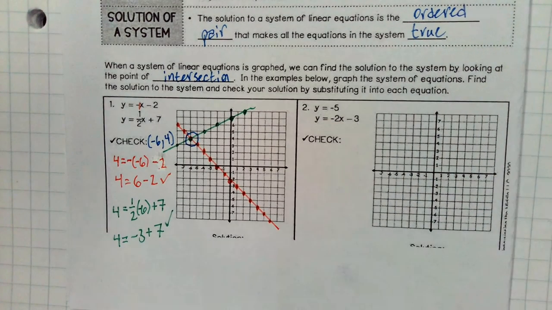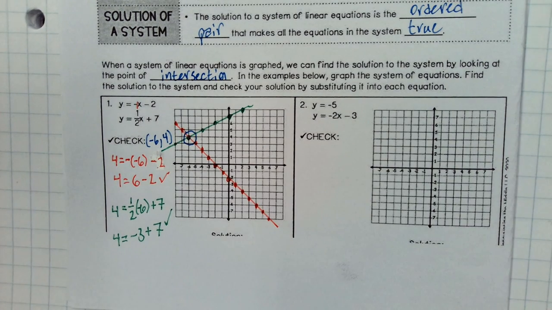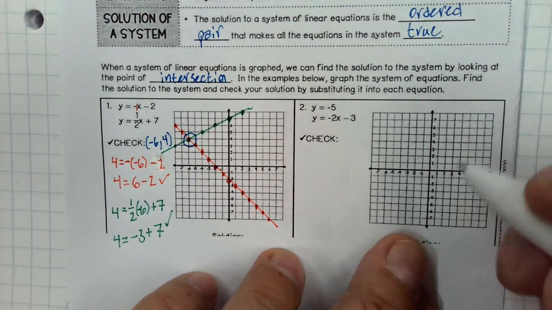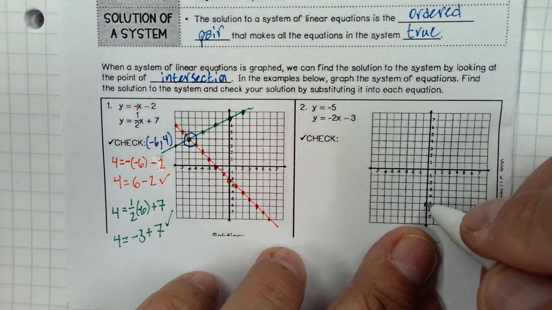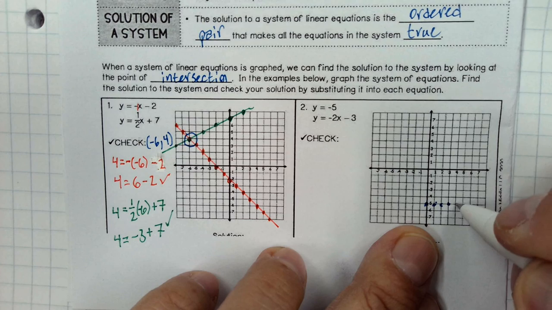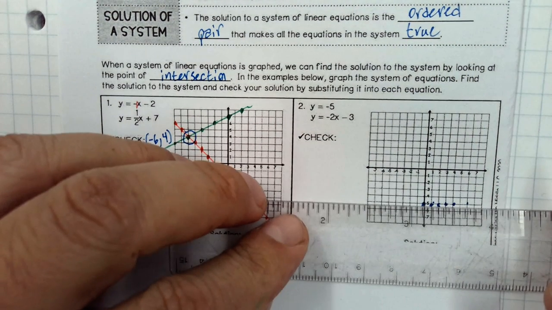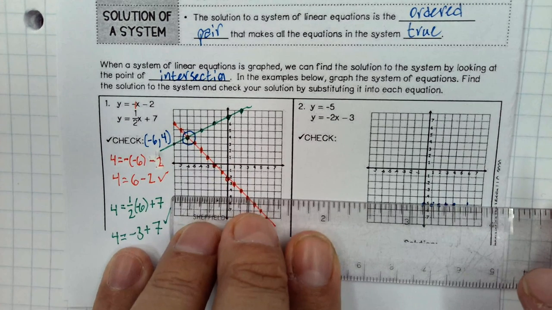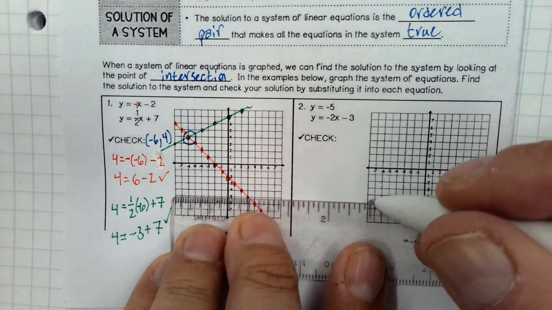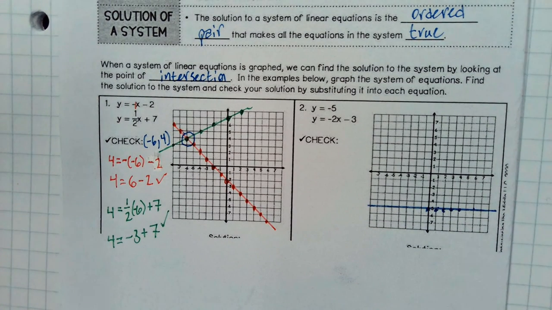Y equals negative 5. Ooh, we haven't done one of those in a while. What kind of line do we get when you have y equals negative 5? Yeah, one of those horizontal lines. So let's look for negative 5. And it's going to be just a perfectly horizontal line with a 0 slope. So right at y equals negative 5, we're going to make a perfectly flat line. Okay, there's our first line.